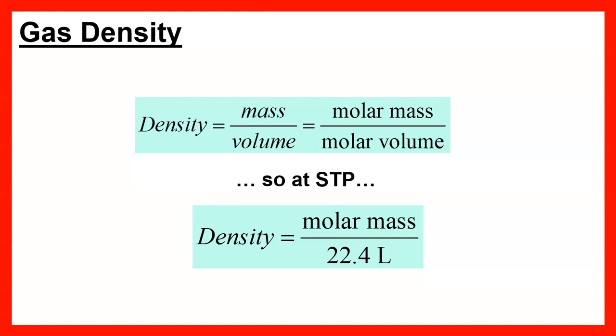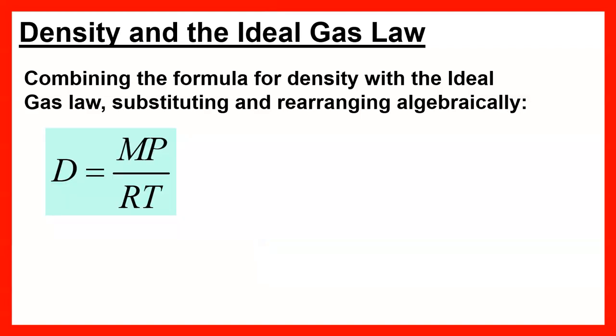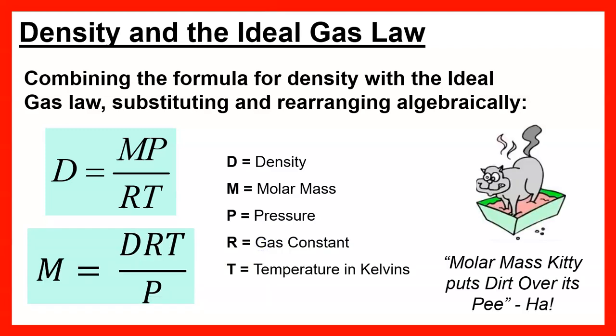It's not that you couldn't do separate calculations to get your volume, but you can save a lot of time using that as a shortcut. Remember we learned about molar mass kitty. We have our density, which we can rearrange, and we remember it with that ridiculous little cartoon. Molar mass kitty puts dirt over its pee.